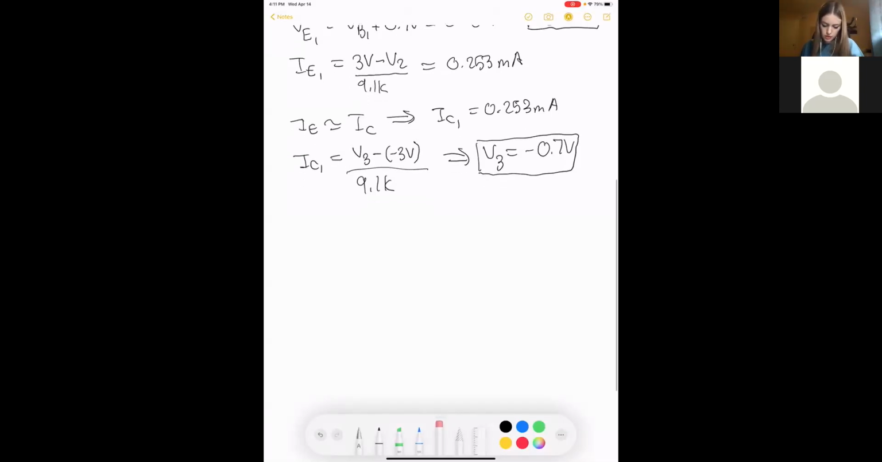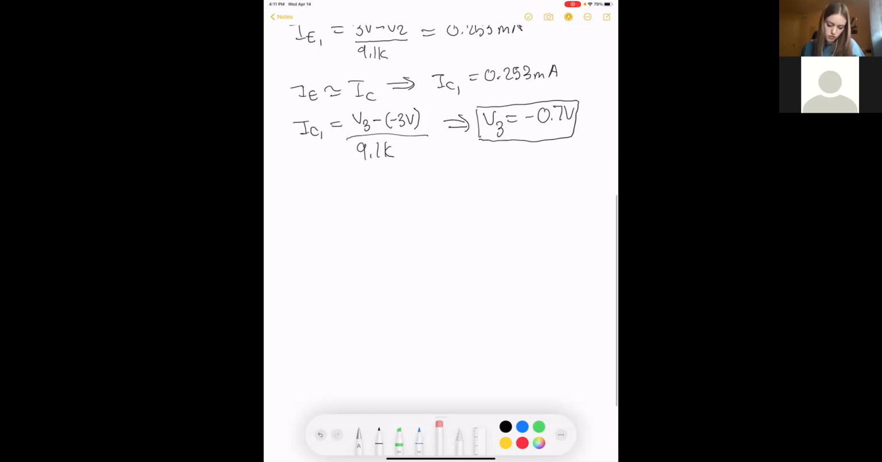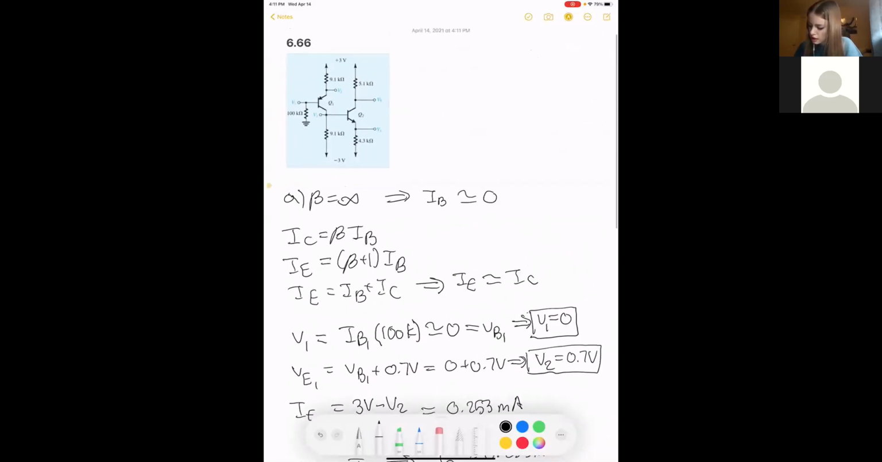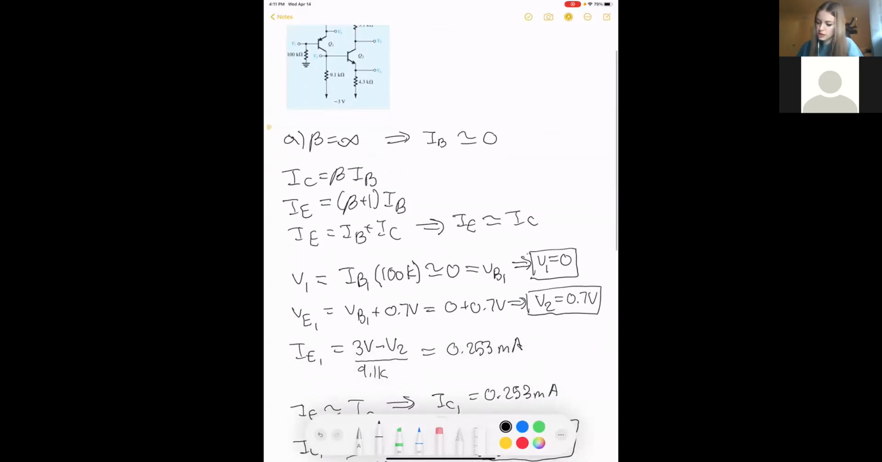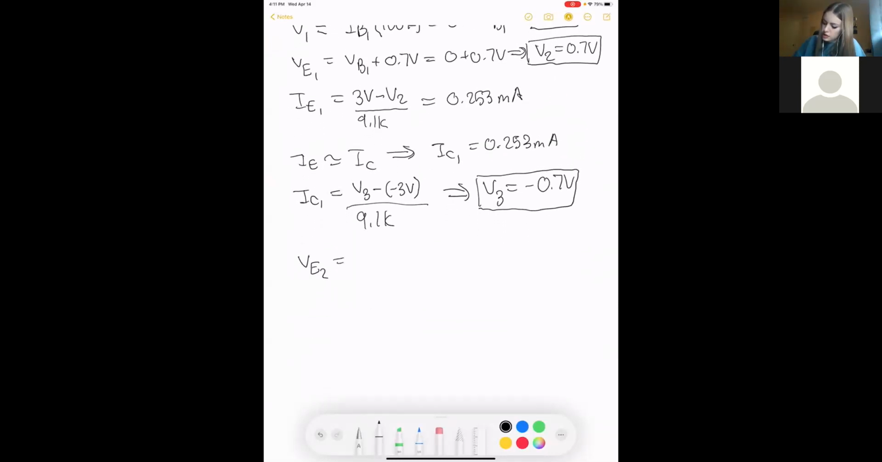Right. So now we know that VB2, our voltage at the base of the second transistor, is the same as V3. And so now we're going to find VE2. So that's V4, which is the voltage at the emitter of our second transistor. VE2 is just VB2 minus 0.7 volts. That's just something we know about the BJT in active mode. So from that, we get that V4 is 1.4 volts.